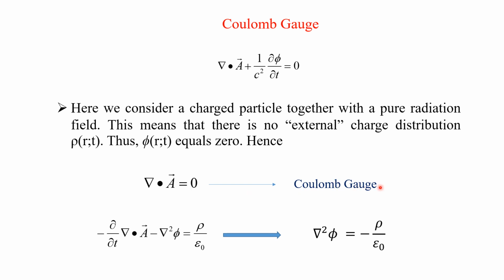One more interesting thing is that we can view this Coulomb gauge in a different way. From the auxiliary parameter, delta over delta t of divergence A minus del squared psi is equal to rho by epsilon naught. Just two minutes back, we have seen this. Remember that del squared psi is equal to minus rho by epsilon naught, which is nothing but the Poisson equation, which is valid under most boundary conditions. In order to make this a Poisson equation, divergence A must be equal to 0. That is another explanation for divergence A equal to 0, which is called the Coulomb gauge.